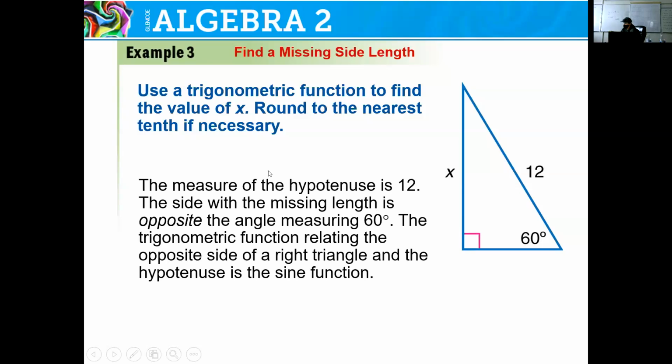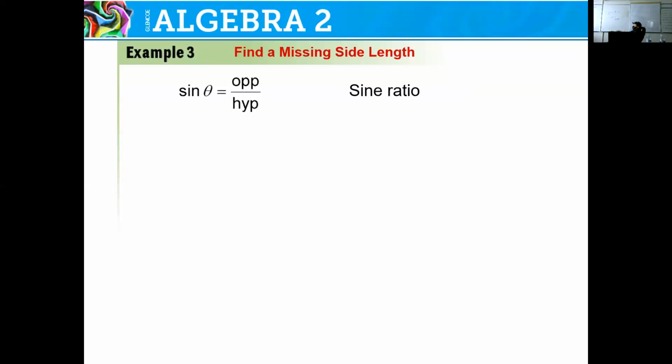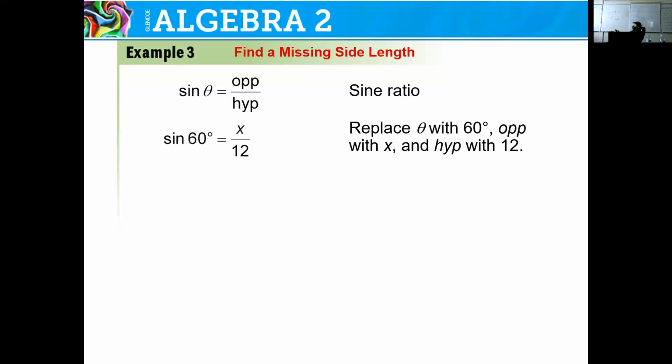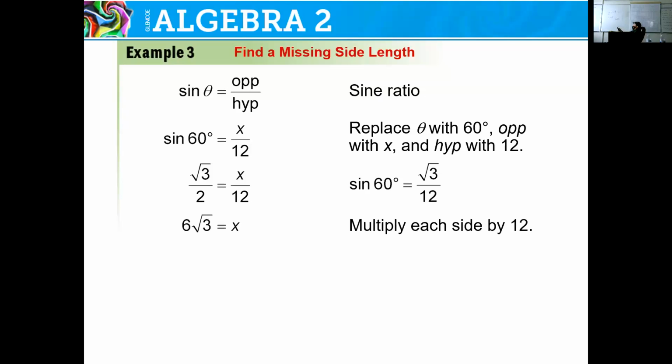All right. So the measure of the hypotenuse is 12. The side with the missing length is opposite of the angle measuring 60. The trig function relating to that is going to be the sine function. So sine is opposite over hypotenuse. We plug in sine of 60. And then at this point, they know that the sine of 60 is square root of 3 over 2. Okay, multiply each side by 12. So it's approximately 10.4. You don't necessarily have to do this step. You'll get the same answer either way. They just break it down even further using the actual special values.